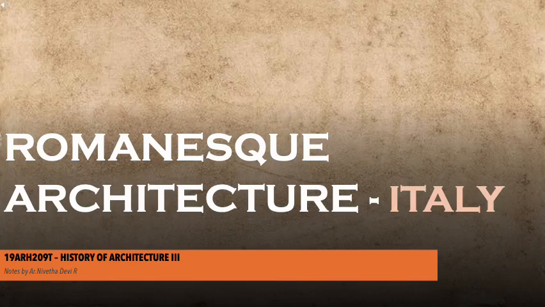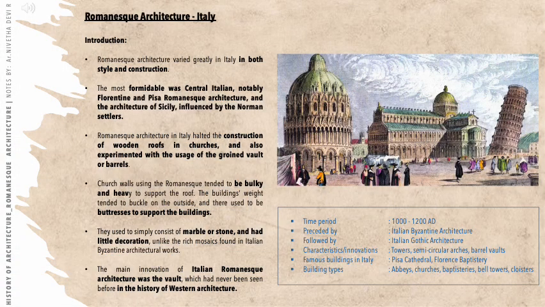Romanesque architecture, Italy. Introduction. Romanesque architecture varied greatly in Italy in both style and construction. The most formidable was Central Italian, notably Florentine and Pisa Romanesque architecture, and the architecture of Sicily, influenced by the Norman settlers. Romanesque architecture in Italy halted the construction of wooden roofs in churches, and also experimented with the usage of the groin vault or barrels.